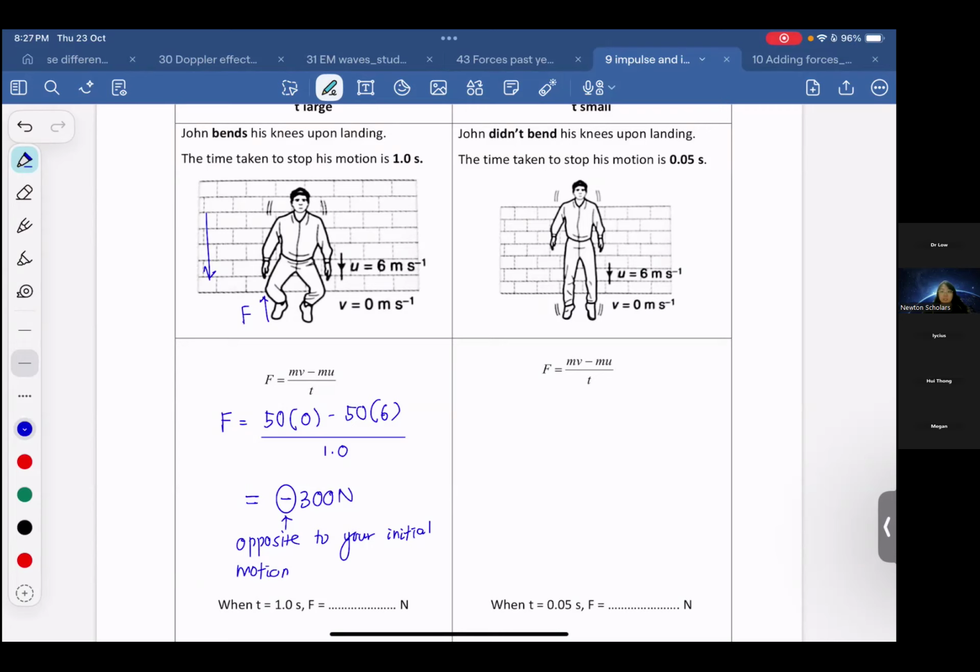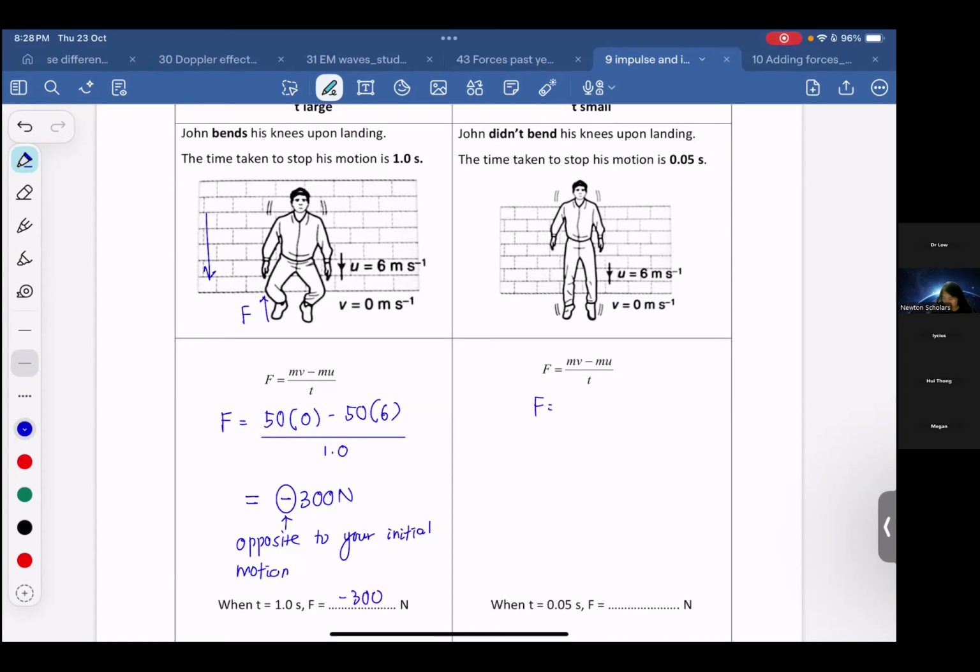Yes, Megan and Emily are correct. If your final answer for this is 300 Newton, also okay. Positive or negative is just showing you direction. Your initial motion is going down, you are jumping. So at the end, if you get a negative, it means the force is acting opposite to your initial motion. That's all, it just represents direction only. So this one is 300 Newton.